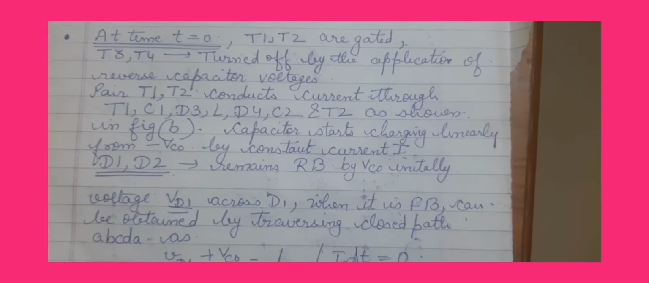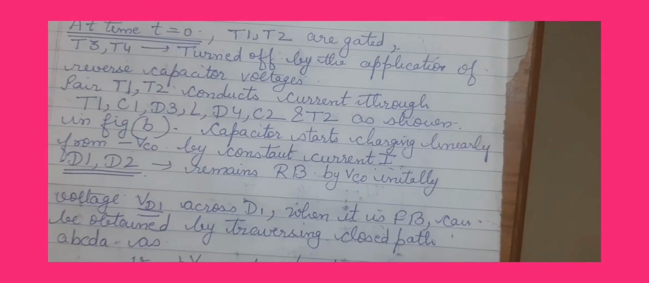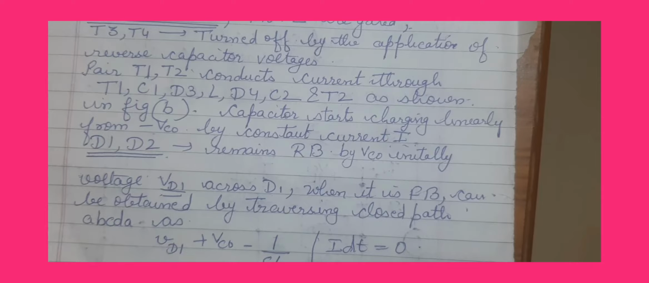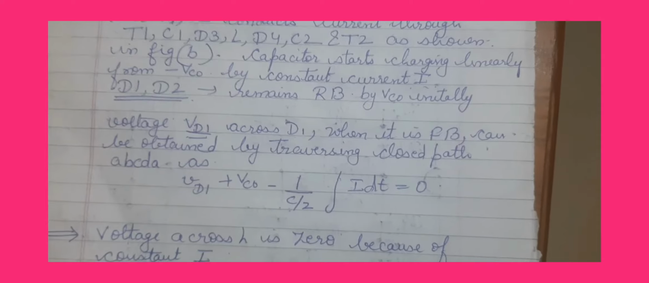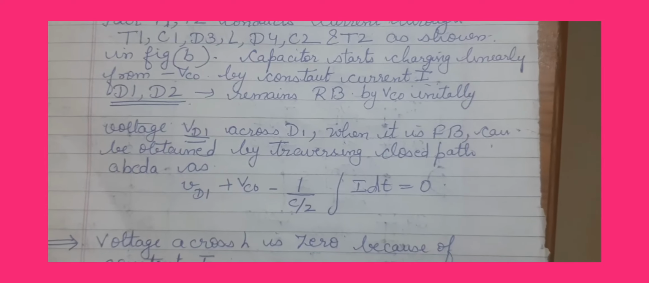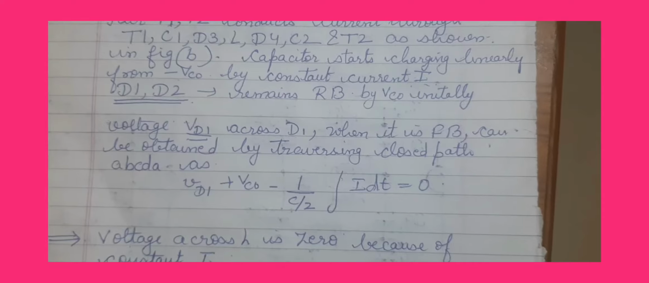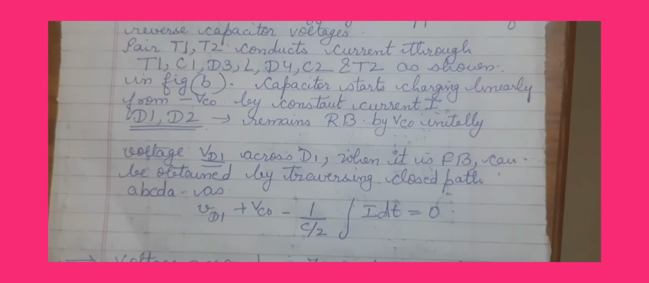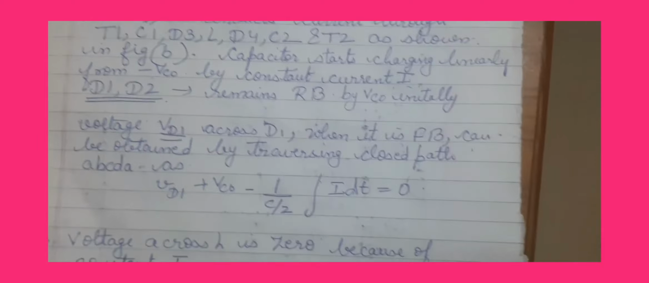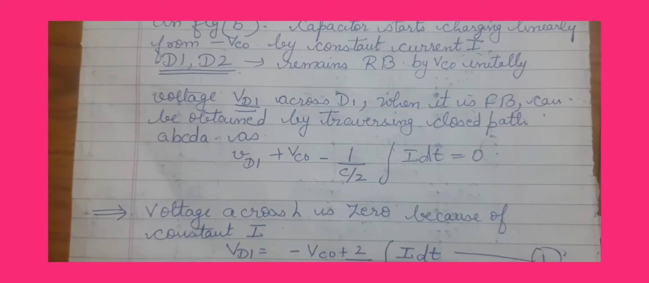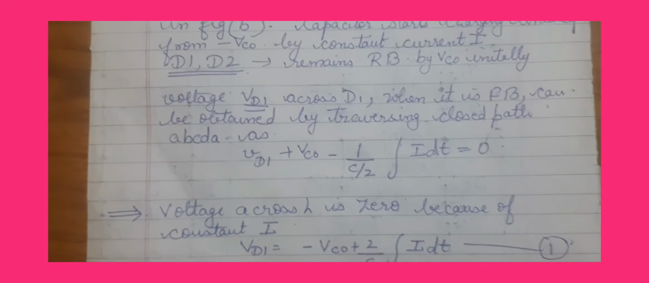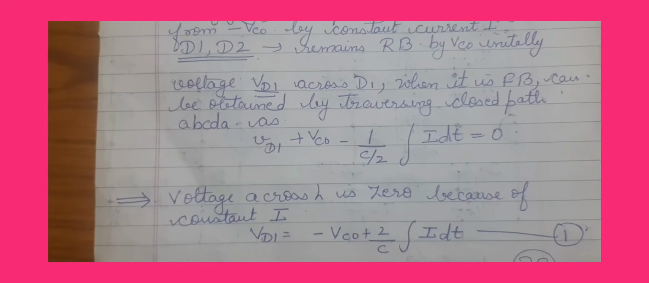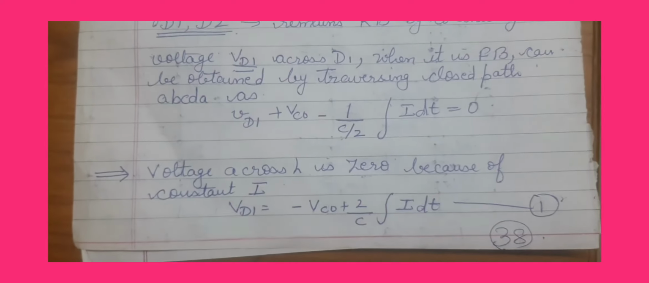So the voltage across diode D1, that is VD1, in the forward bias direction, can be obtained by traversing the closed path A, B, C, D, A as shown in figure B. So it should become the voltage across the diode D1 plus the voltage across the capacitor, minus 1 upon C by 2 integral of I dt, is equal to 0. The voltage across the inductor is 0 because a constant current I is flowing. So the voltage across D1 is equal to minus Vc0 plus 2 upon C integral of I dt.